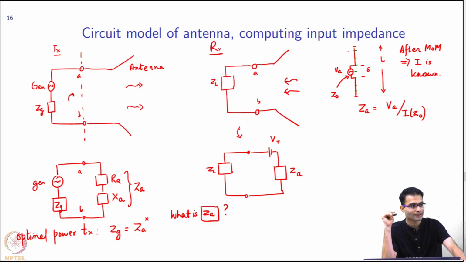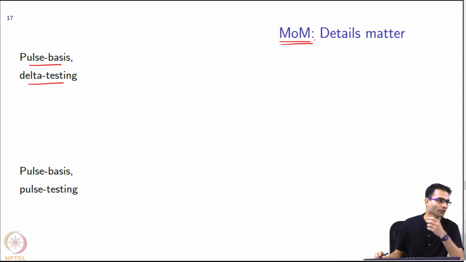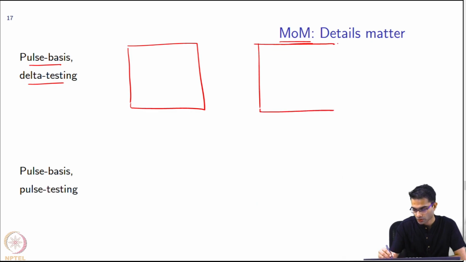So now, what procedure did we use for solving this MoM? We use this pulse basis and delta testing. Okay. So I am going to show you some results of simulations now to tell you that how you implement the MoM also makes a huge difference in your calculations and therefore what interpretation you draw. Okay. So let's look at one case and another case over here.